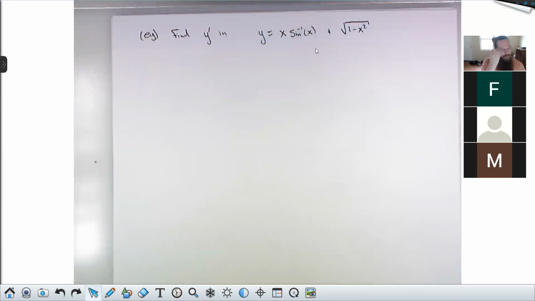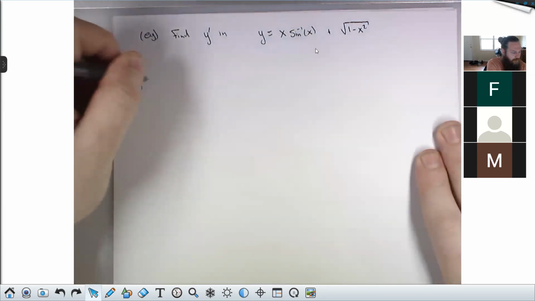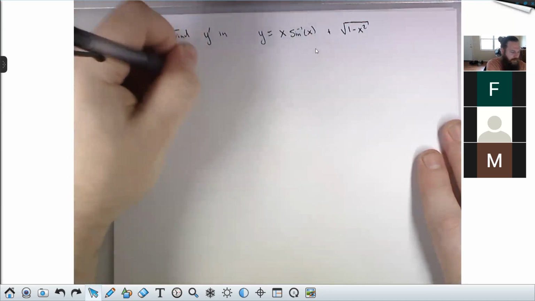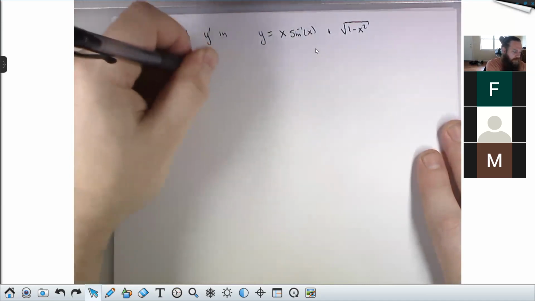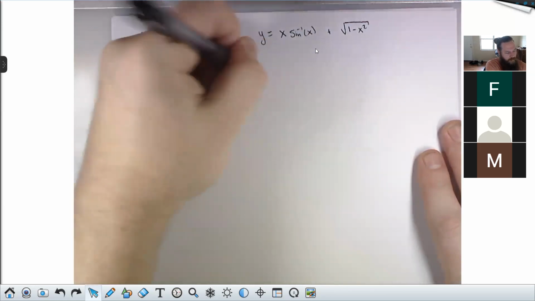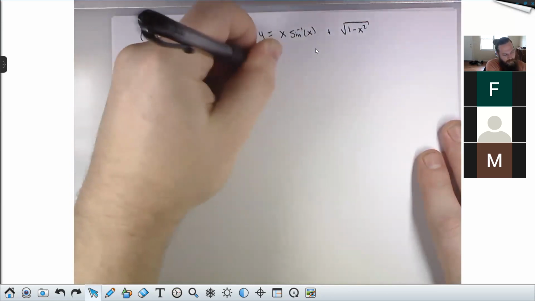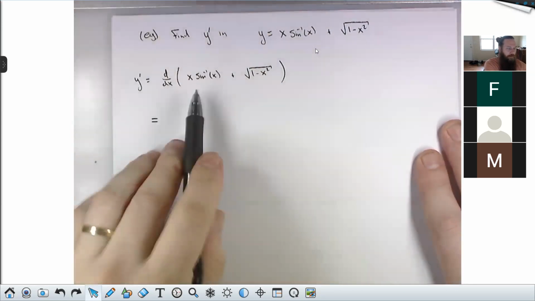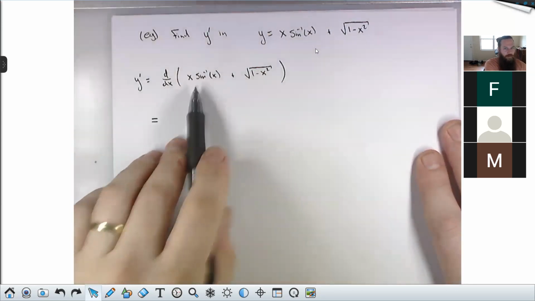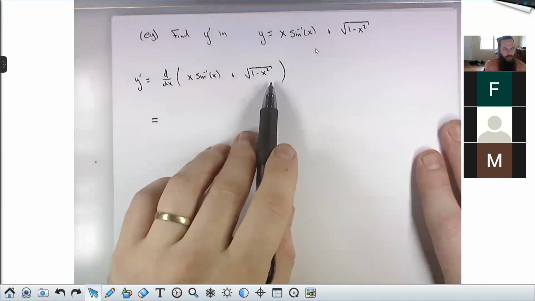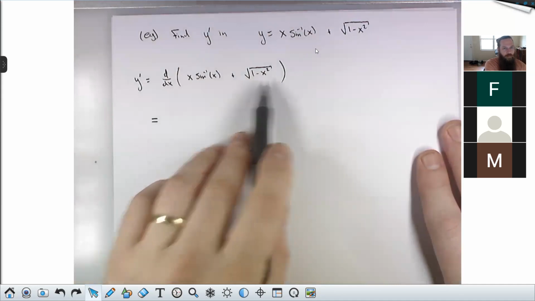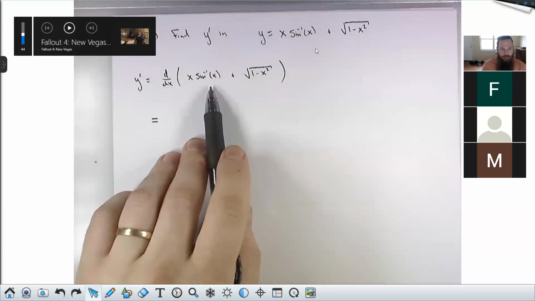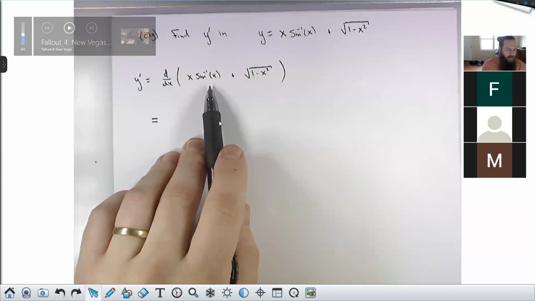Let's try to find the derivative. So here I know y prime will be the derivative of x sine inverse x plus the square root of 1 minus x squared. And this piece requires a specific rule. This piece requires a specific rule. What's the specific rule required for the first piece? Product? Good, yeah, the product rule.